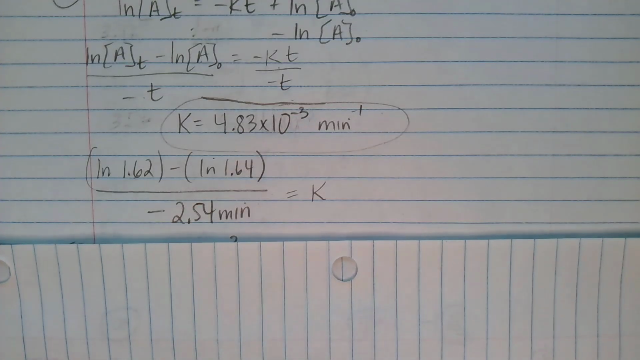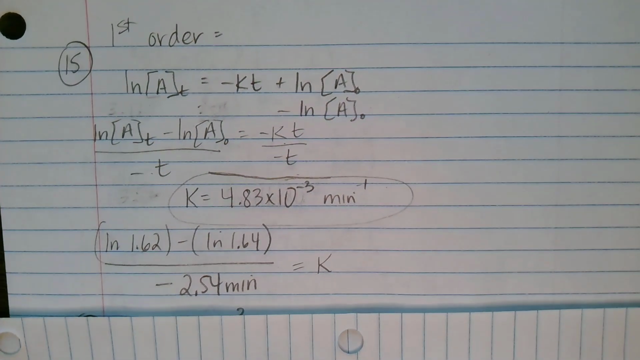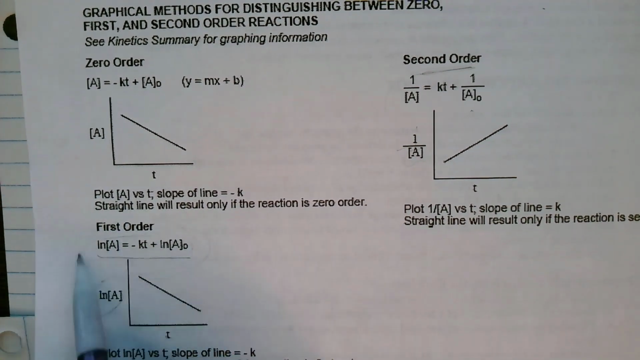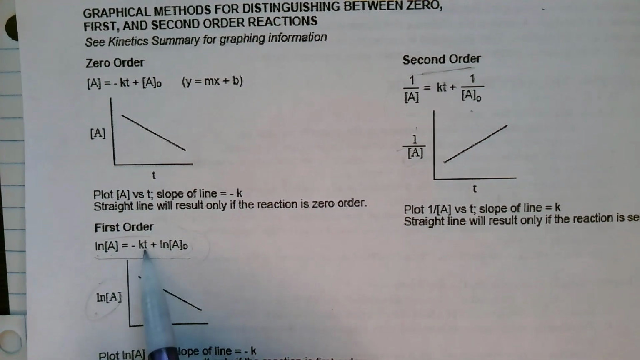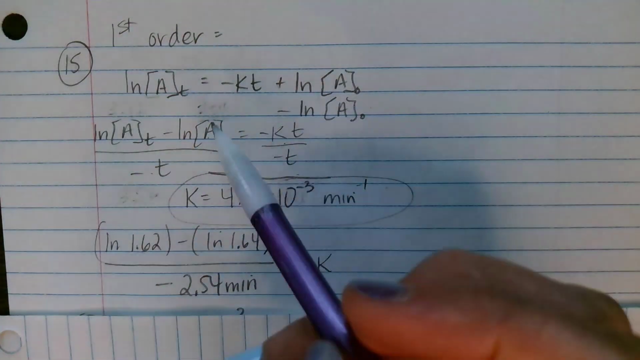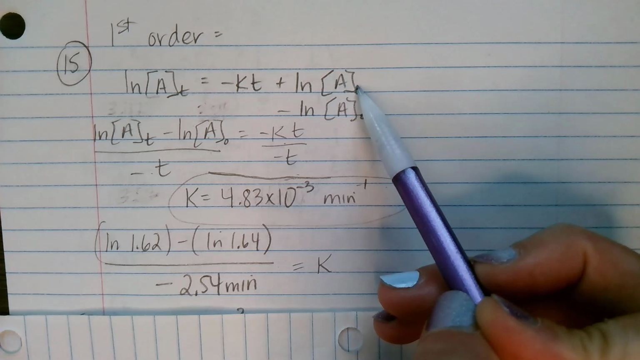Looking at number 15, we're told that the decomposition of carbon tetrachloride is a first order reaction. So for a first order reaction, here's what we're going to be using: the natural log of A is equal to negative kt plus the natural log of A original. So I've got that written right here.